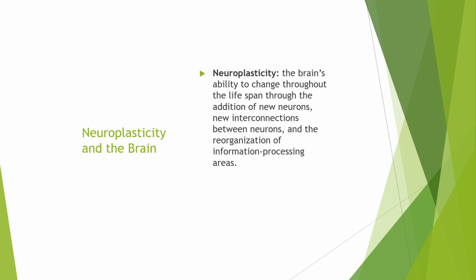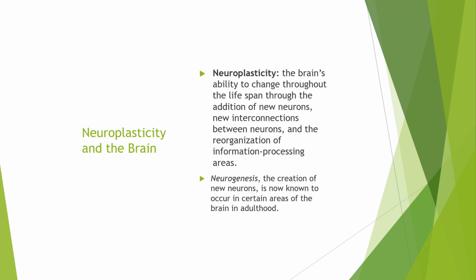You will still continue to develop new neurons, but it is at a much slower pace. So if you do things to kill off those neurons at a faster pace, whether that means that you're doing drugs or you're drinking alcohol or you're listening to really loud music, those things continue to kill neurons. You're still getting new neurons to replace them, but it is at a much, much slower rate. Neurogenesis is the creation of new neurons, and it is now known to occur in certain areas of the brain in adulthood.